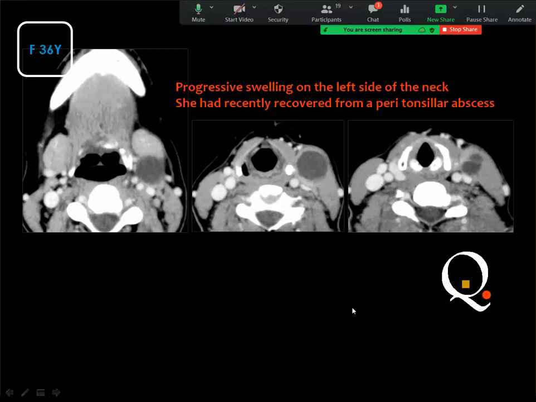And this female patient had a progressive swelling on the left side of the neck. She had discovered peritonsillar abscess.